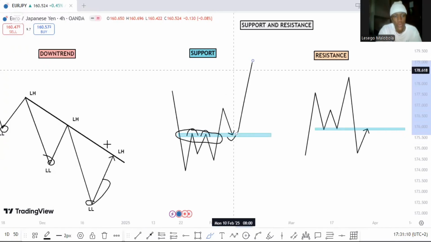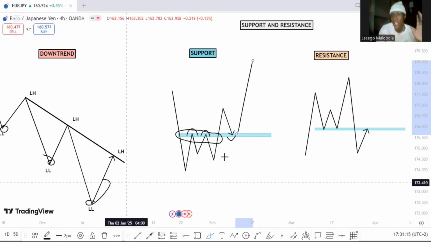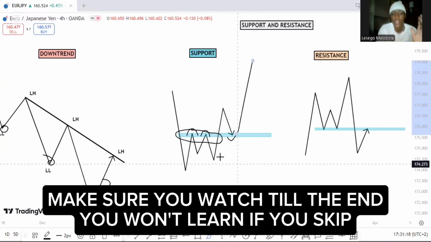So if you mix support and resistance along with market structure, you will see that it makes sense. I will show you on the live market chart, so everything makes sense for you.